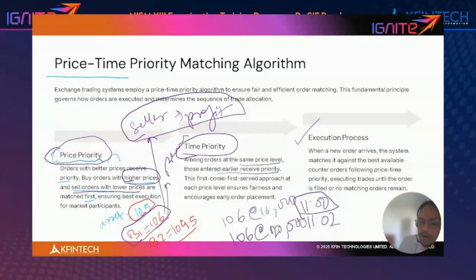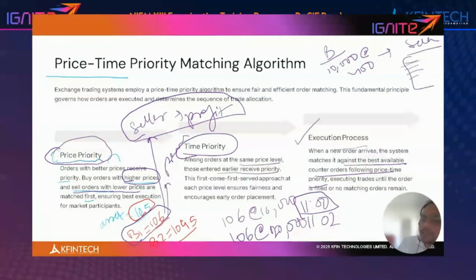Execution process. When a new order arrives, the system matches it against the best available counter orders following the price-time priority. This is simple. Like I purchased 10,000 shares at the rate 400 price. The algorithm will look at the seller order book and it will try to match the quantity and the price in the best available manner so that the entire buy order gets executed. So this is the price-time priority algorithm.